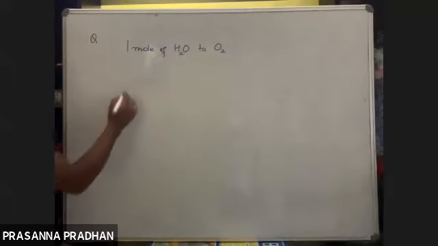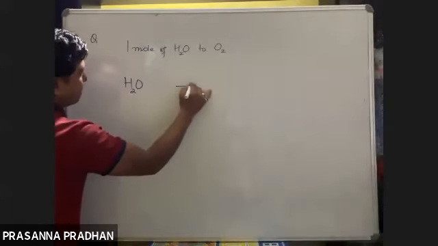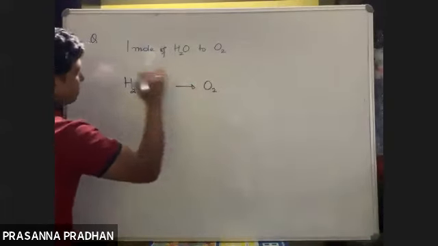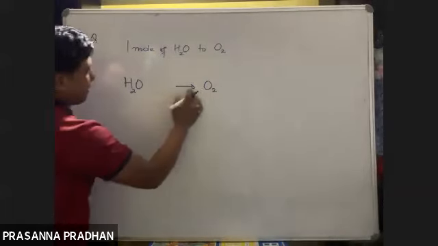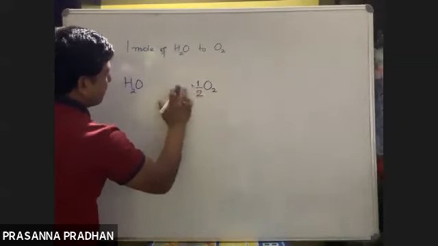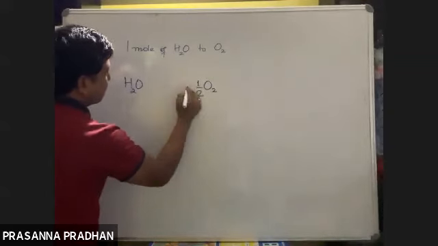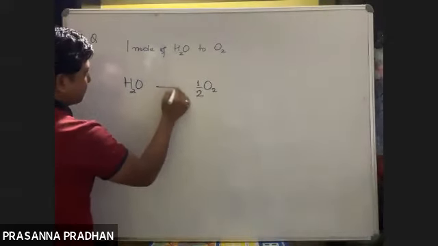So I'll just construct the equation. We have water out here. It's getting oxidized to O2. If I need to balance oxygen, I need to multiply by half O2. So how many hydrogen ions are there? There are 2 hydrogen ions. Okay, so this is the equation.